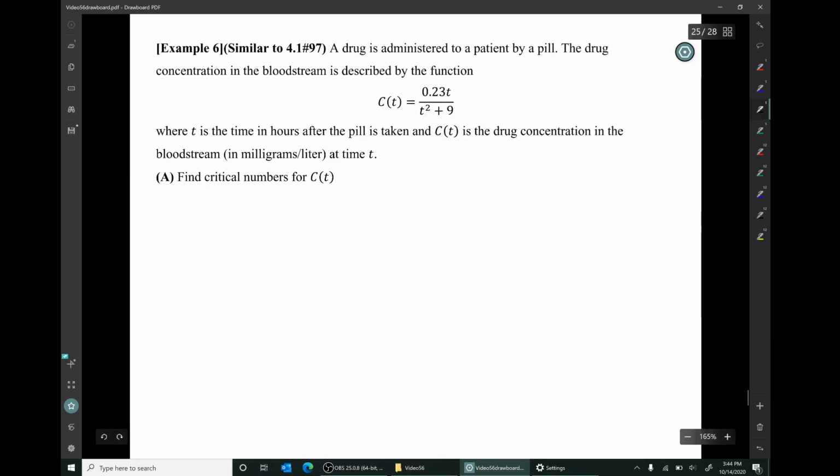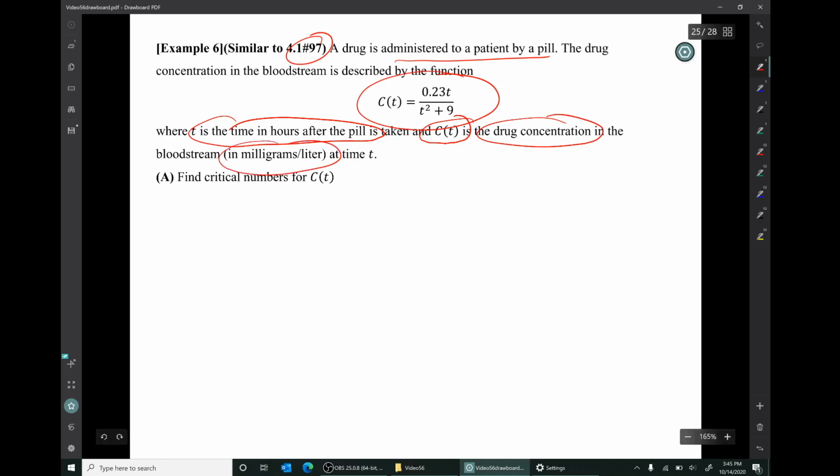There's one more problem. This is similar to your problem number 97. A drug is administered by a pill, and the drug concentration is described by this function. In this equation, t is the time in hours after the pill was taken, and c(t) is the drug concentration at time t in units of milligrams per milliliter. So the first question is to find the critical numbers for c(t).